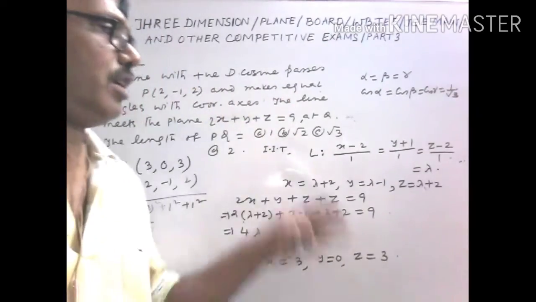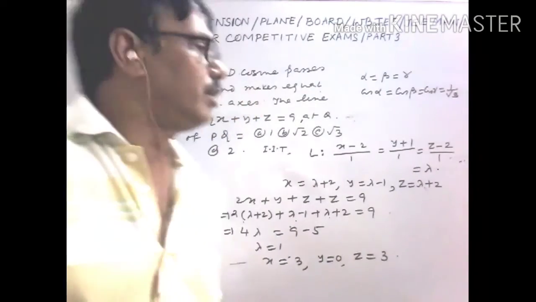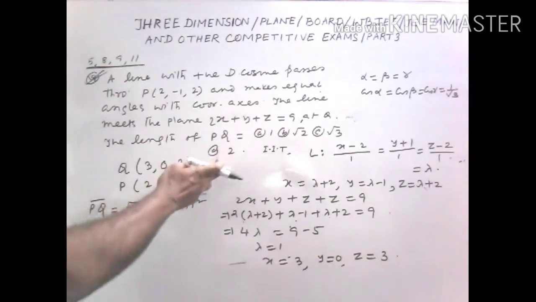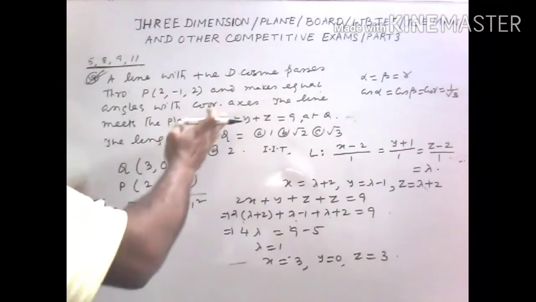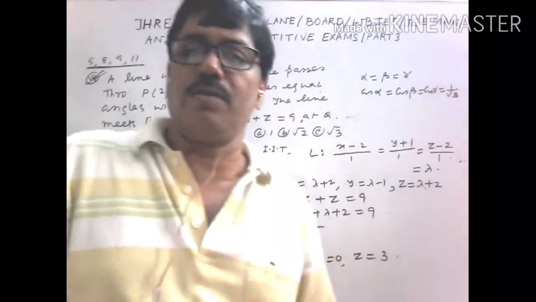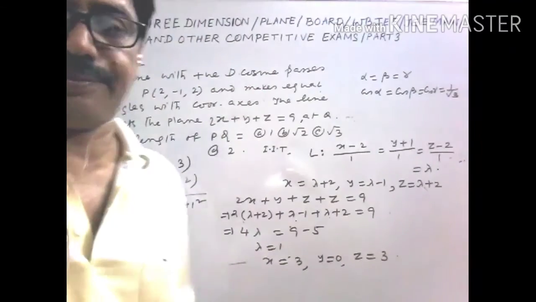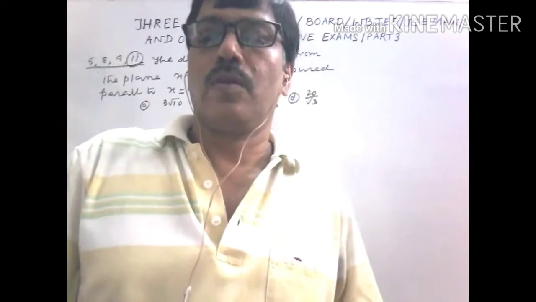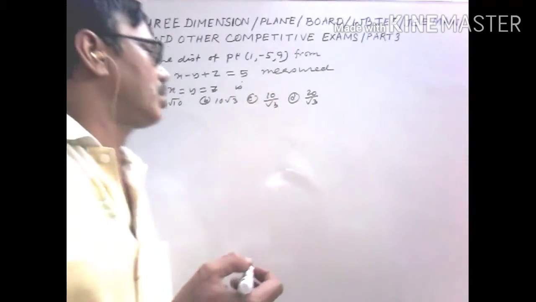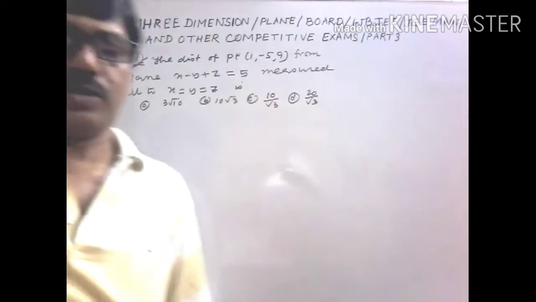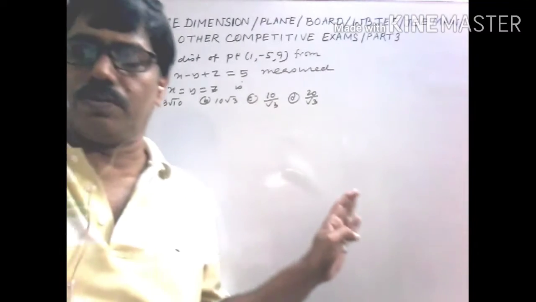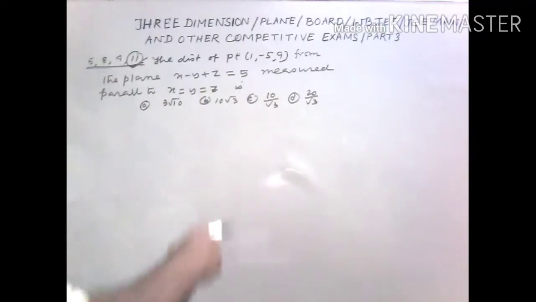So problems of 3 dimensions are simple. Look, these are all problems of competitive exams. So how to find the distance between a plane and a line? Now we consider a similar problem, problem 11. These are mixed problems of plane and straight line.